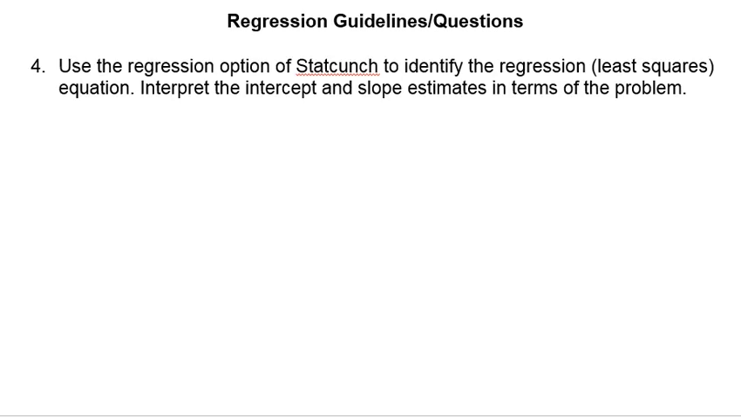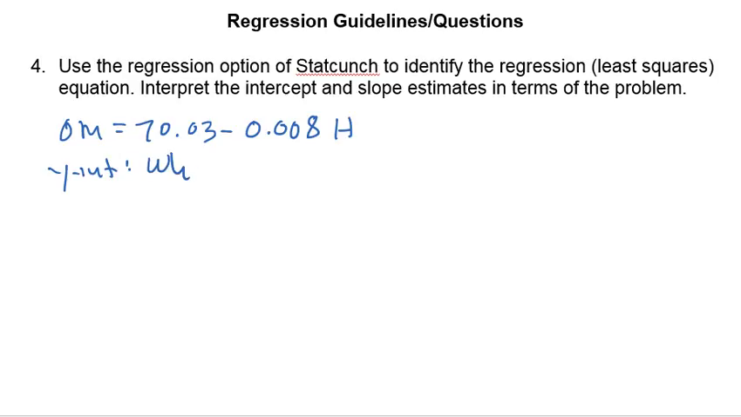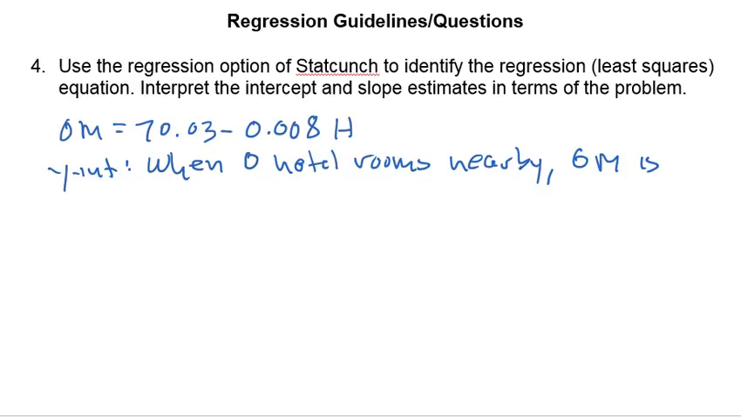Again, we said here that, let me go back to my pens, the operating margin equals 70.03 minus 0.008 times the number of hotel rooms. For the y-intercept, that's the value of the operating margin when H is 0. So when there are 0 hotel rooms nearby, essentially when there's no other competition, operating margin is 70.03%. So it's going to be a fairly profitable location.